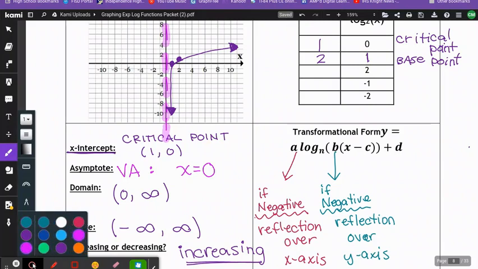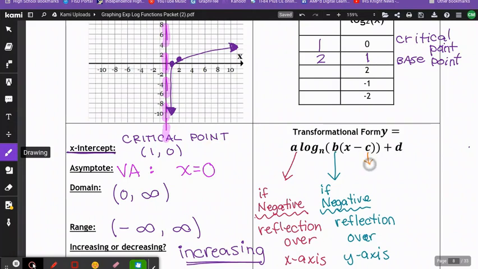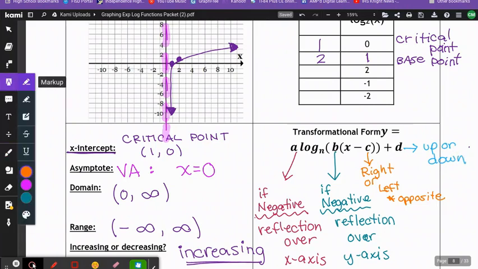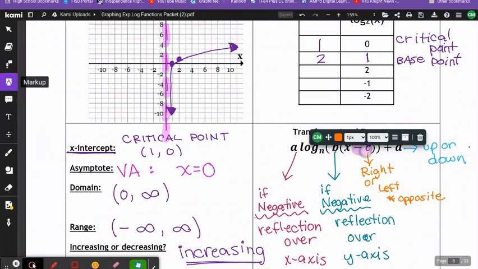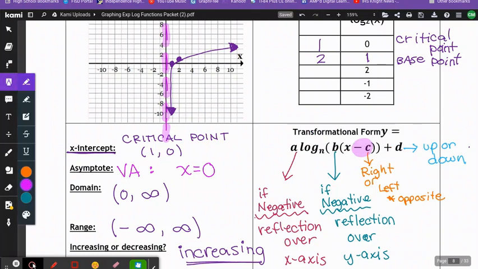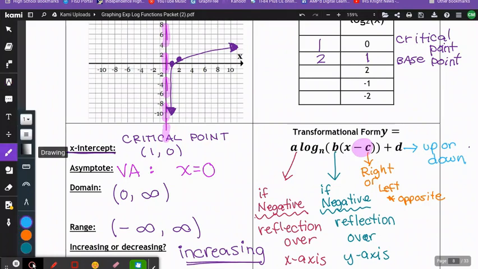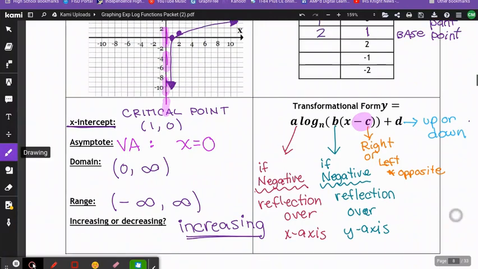Then for our c value, it's the opposite of c. It's going to shift to the right or left, and it's always going to go in the opposite direction that my sign indicates. And our d value is going to cause our graph to shift up or down. Another useful piece of information is that our c value is also going to determine our asymptote. Whatever that c value is ends up being my vertical asymptote for logarithm transformations.